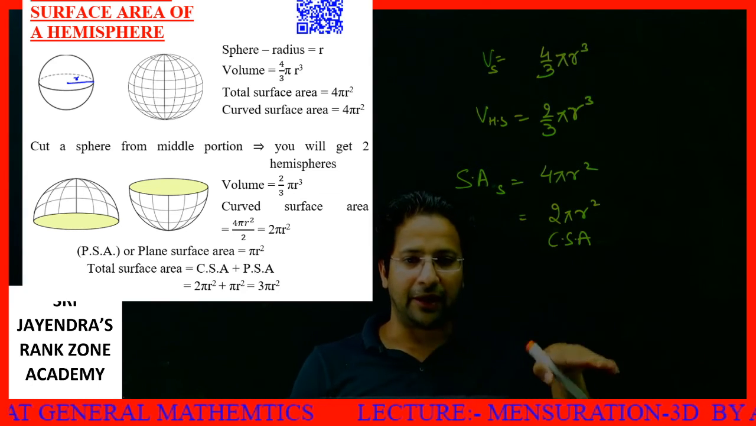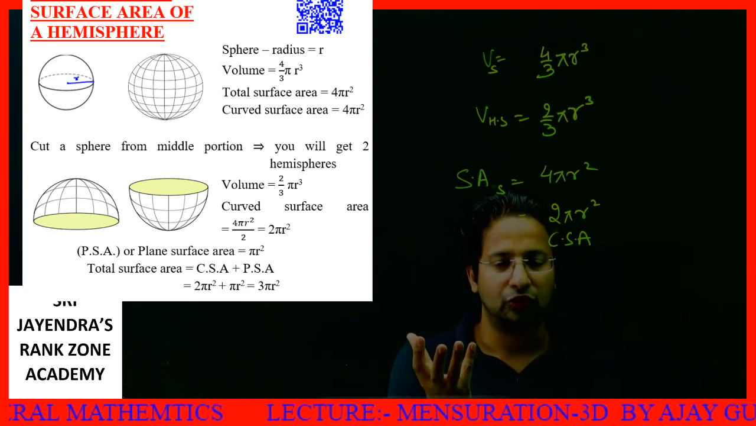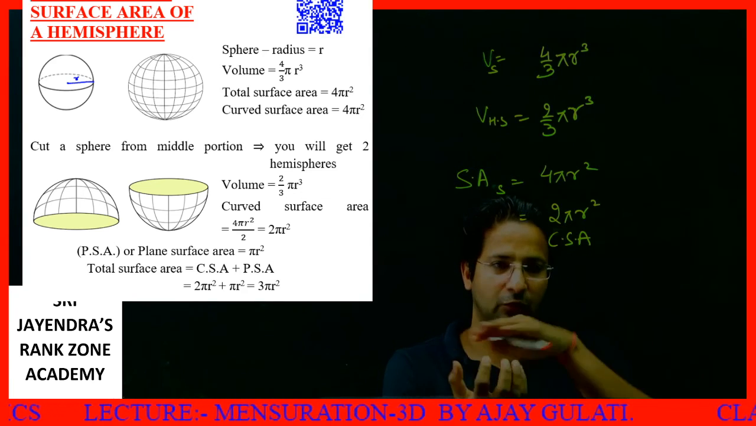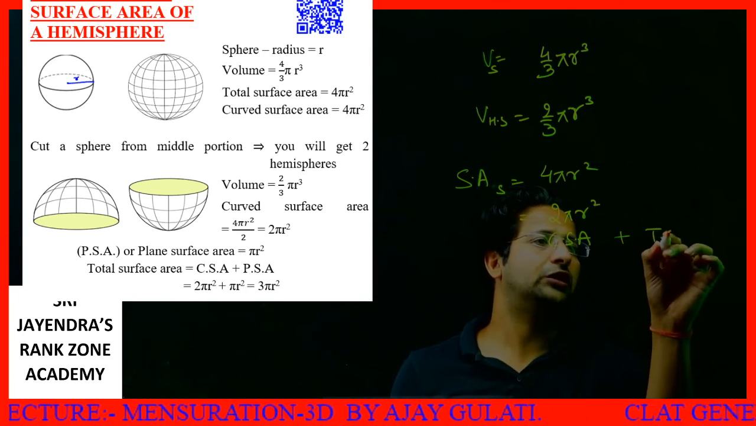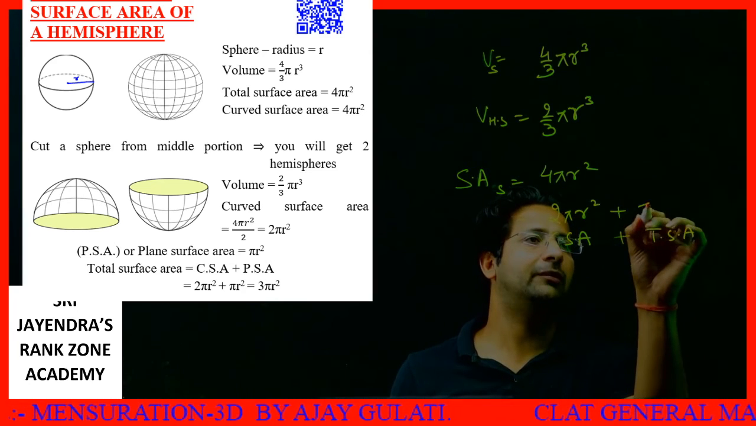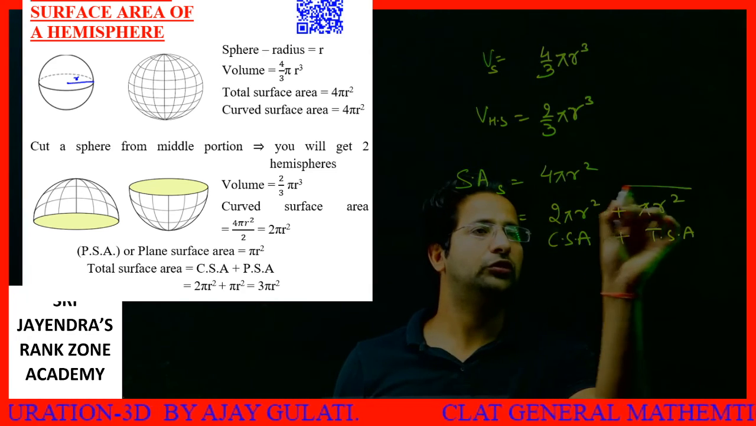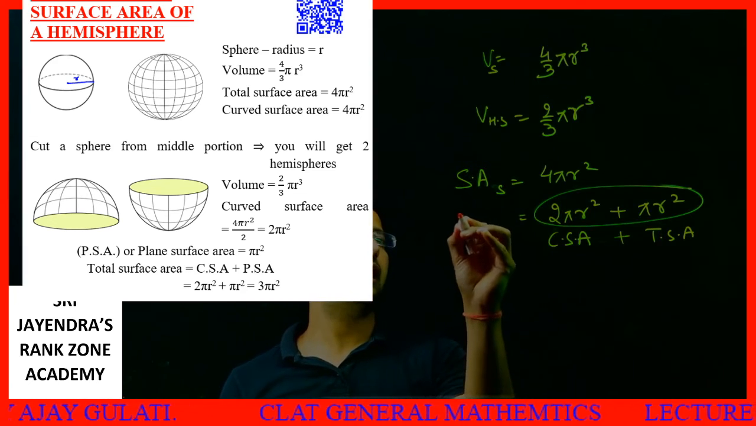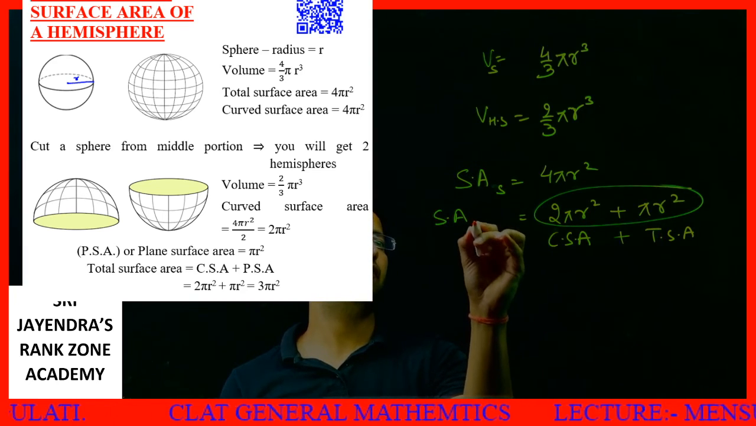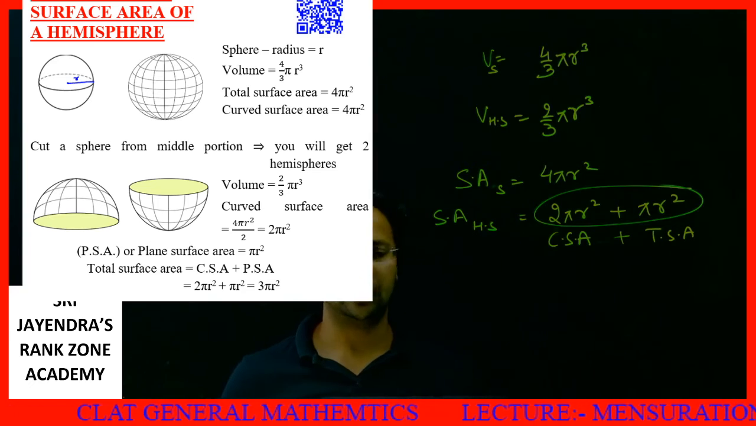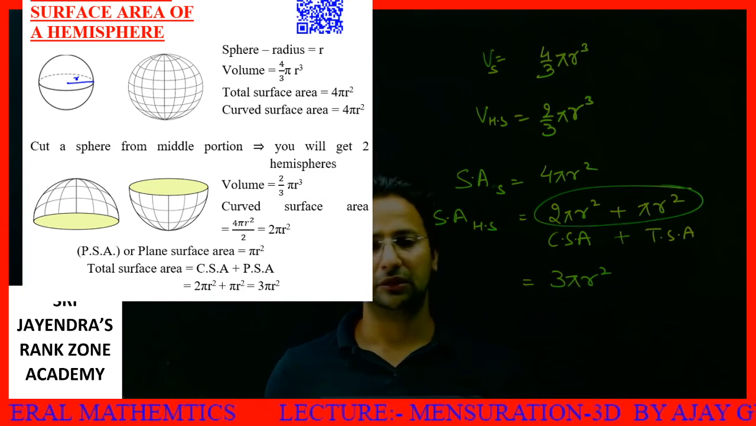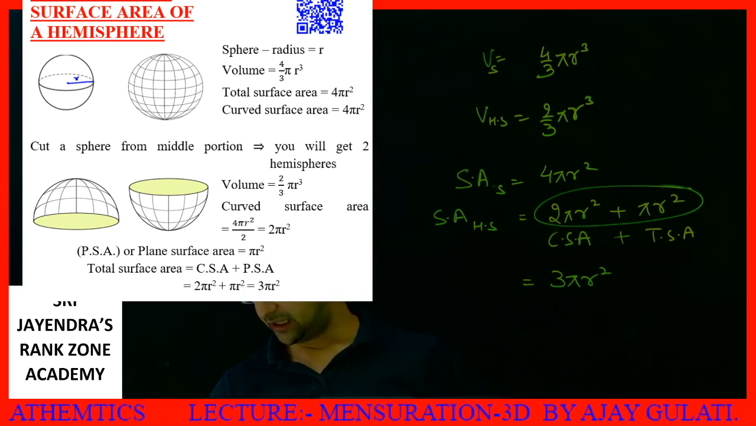When I cut a lemon, I also get a circular part. In each of the parts, both the half lemons have a circular part. So that we call the total surface area. It is a circle, so it will be pi r square. So the total surface area for a hemisphere will be equal to 3 pi r square. Okay, 3 pi r square.